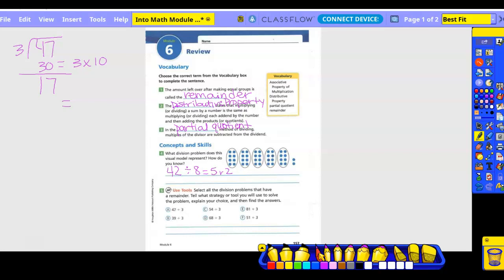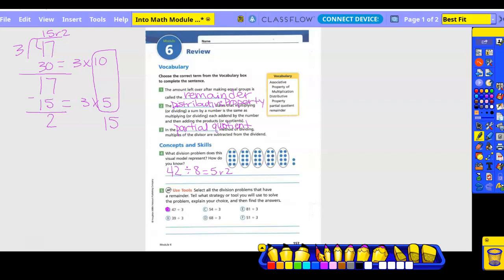15, right? So that is 3 times what? 5. Okay, 17 minus 15 is 2. Can I go any more? No. Remember, what I do, you do. So if you're not writing, please do that. Okay, so I'm going to add these, which gets me what? 15, right? So 15 remainder 2. So does that one have a remainder? Yep. Okay, and we use the partial quotient.